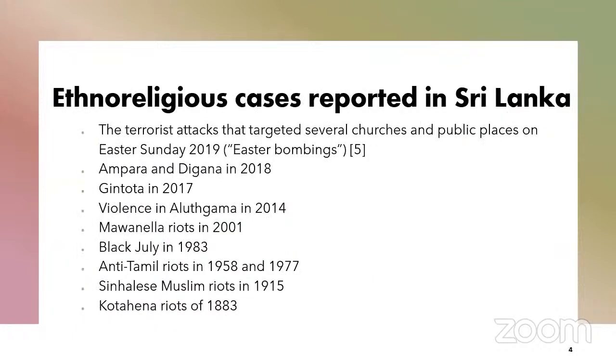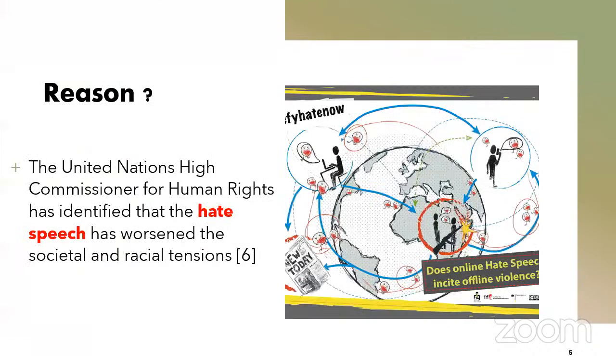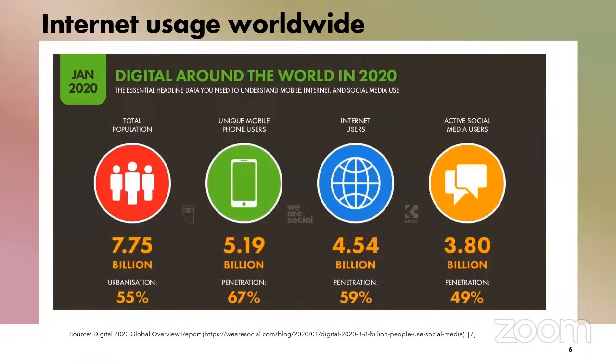As you all can remember, we have faced the tragedy of the Easter bomb attack. Not only that, there are several ethno-religious cases reported in Sri Lanka. The above cases show that there is an increase of ethno-religious violence in recent years. Why? The violence has increased because of hate speech. The United Nations High Commissioner for Human Rights has identified that hate speech has worsened the social and racial tensions.